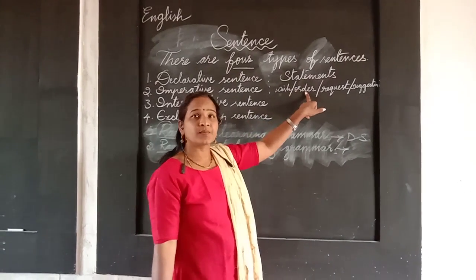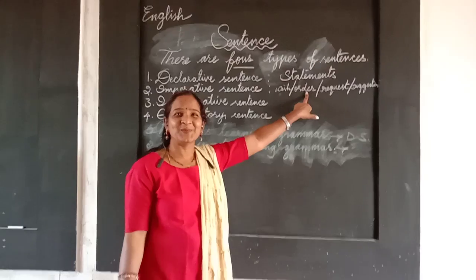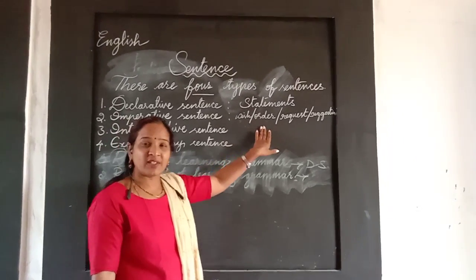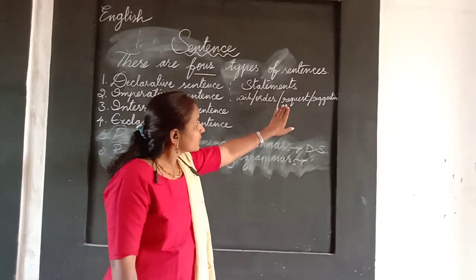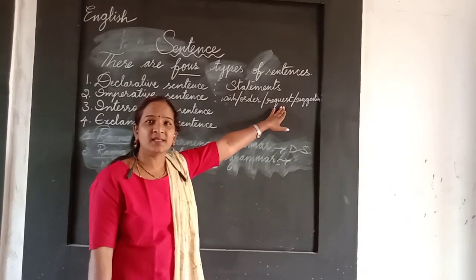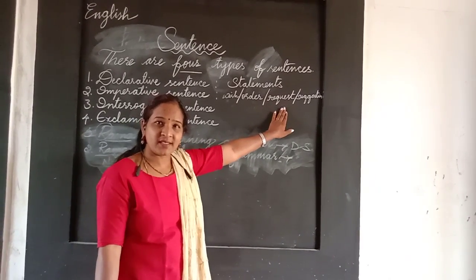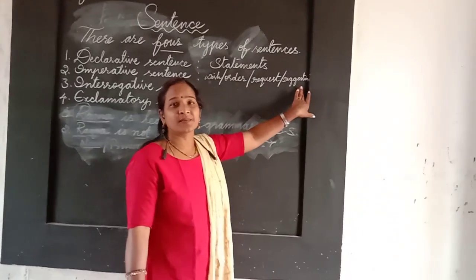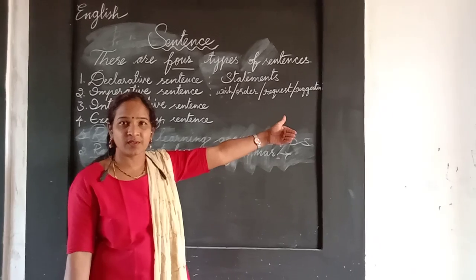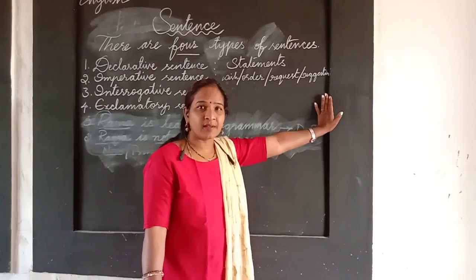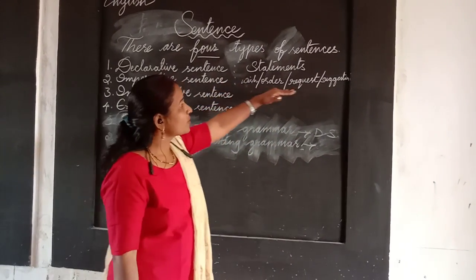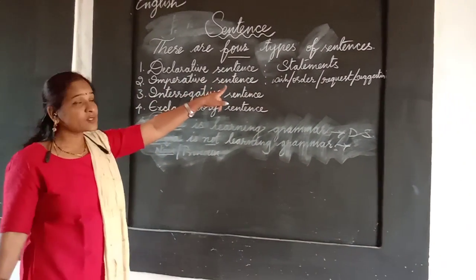Then order. Stop taking the video. Okay. Listen carefully. Do not play. Then request. Give me a pen, please. Listen carefully, please. Then suggestion. Take rest. You may get well soon. Take medicines regularly. These are some suggestions. Now, these all are called imperative sentences.